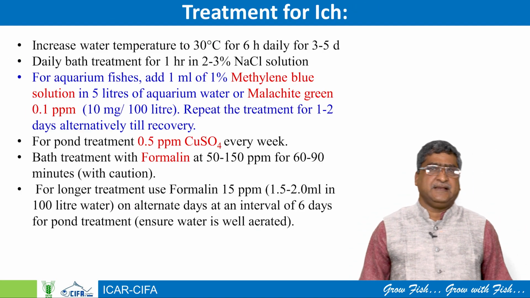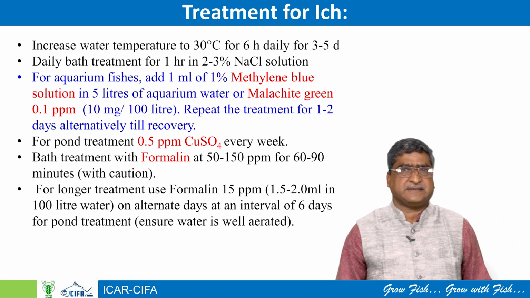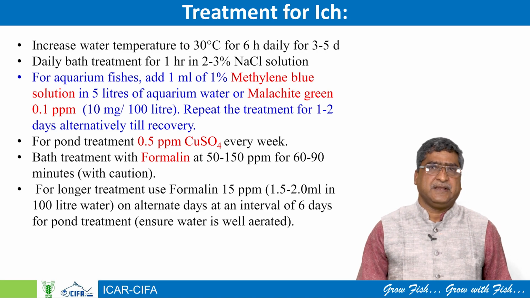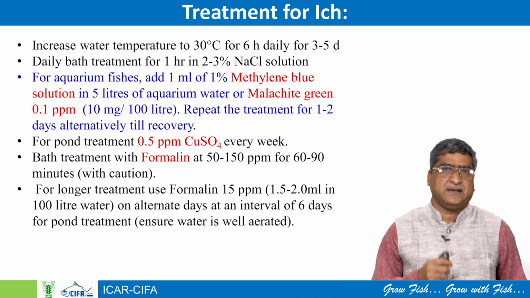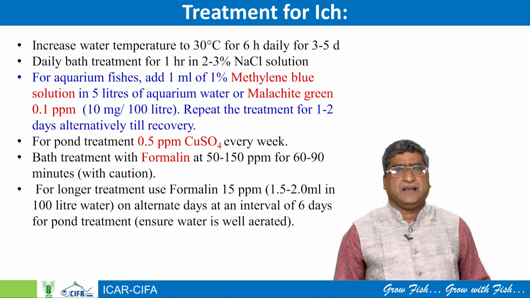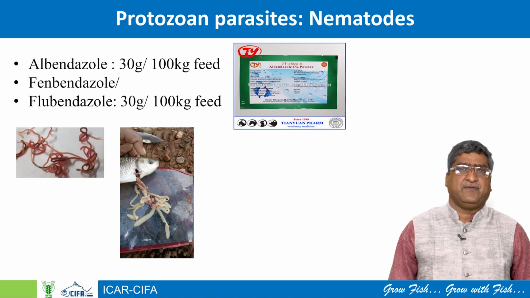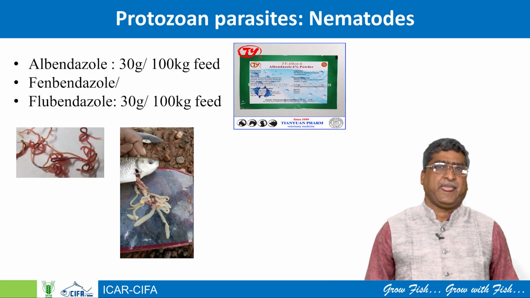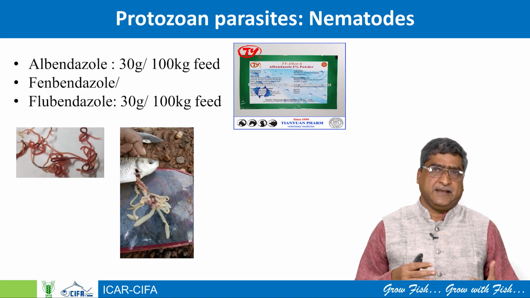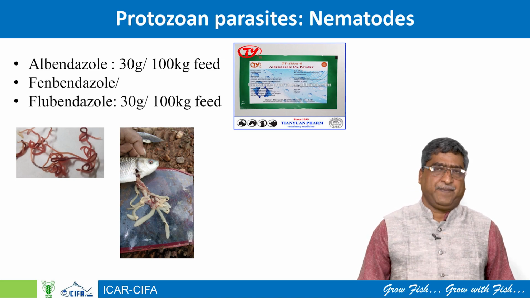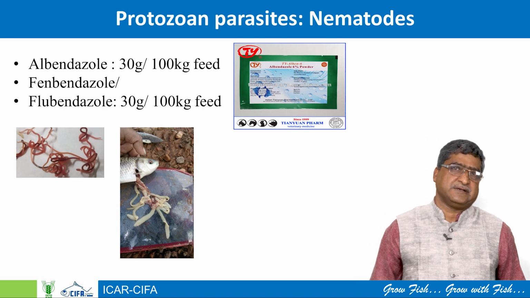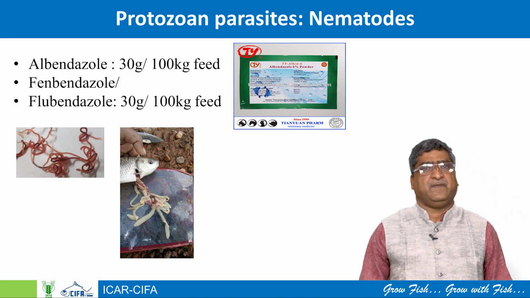Now, treatment of lice is different from the common parasites. For that, you have different methods of controlling lice using methylene blue or malachite green or formalin or copper sulfate that you can follow. And for protozoan parasites and nematodes, to control these parasites, you can use albendazole or fluconazole. They are being used mostly in aquarium fishes. They are being recommended for use, and you should use those drugs and chemicals with the advice of an expert.